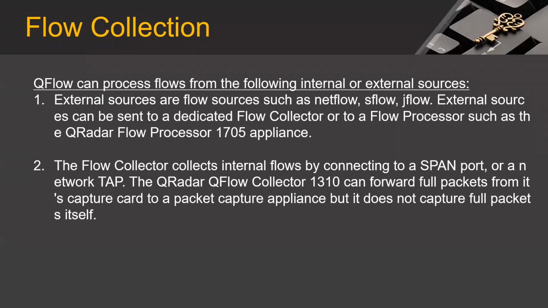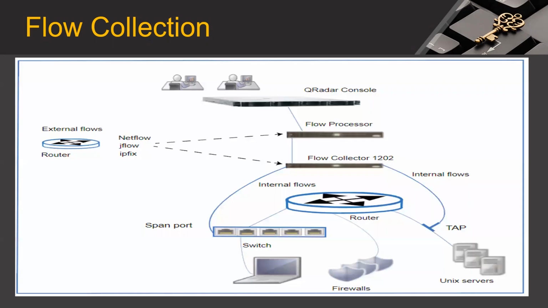Before talking about the flow, there are two types of flows: external flows and internal flows. So what are external and internal flows? If you see this diagram, in an organization we have switches and routers. I consider this internal flow between departments, department to department. We can collect that using tapping, or in a switch there is a port called a span port, so we can collect using the span port also.